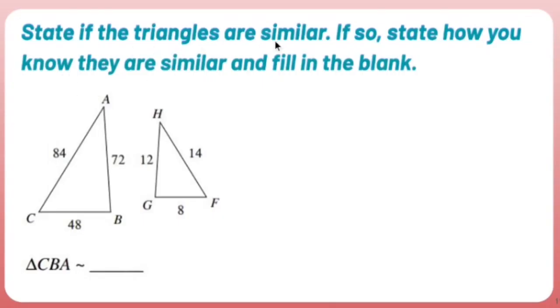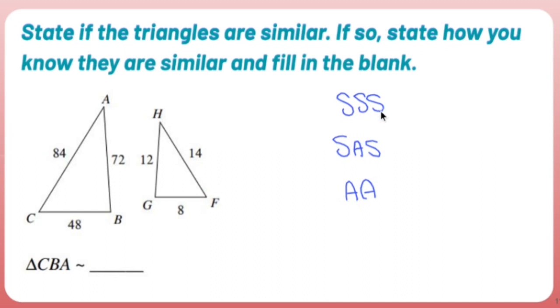State if the triangles are similar. If so, state how you know they are similar and fill in the blank. What do they mean by state how you know? Well, there's 3 ways that you can prove two triangles are similar. There's SSS, there's SAS, and there's AA.